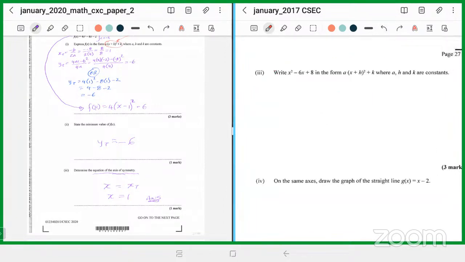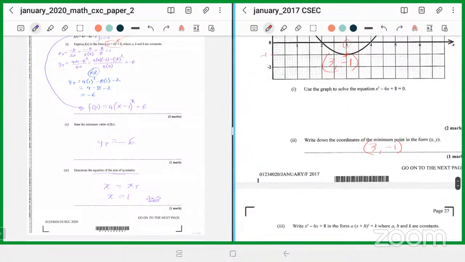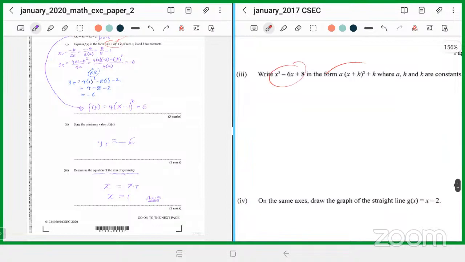Write it in this form. Now you tell me, guys. Since I have the graph and I know the minimum point is (3, -1), do I have to go through the process of completing the square from this to this? Do I need to calculate xt using xt equals minus b over 2a and stuff? Do I need to do all of that?